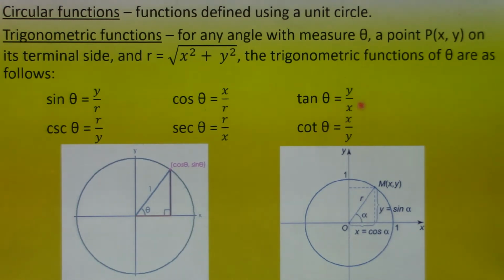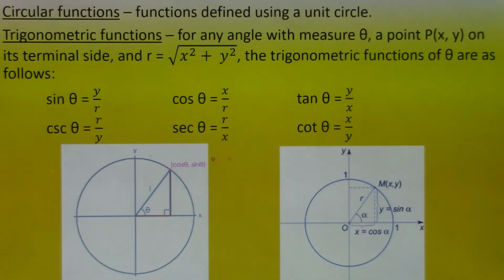How about tangent of theta? Well, tangent represents opposite over adjacent. Remember from the previous slide, it's opposite over adjacent. In regards to the alpha here, what's the opposite side? y. What's the adjacent side? x. Opposite y goes on top, adjacent side x goes on the bottom.